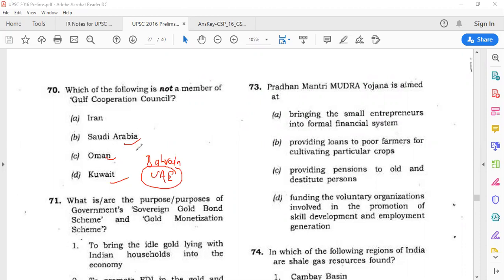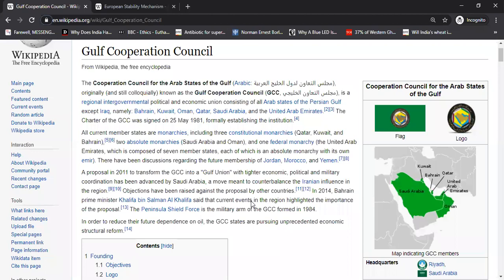6 countries are there. Saudi Arabia, Yemen is also there, I guess. If I'm not wrong, Iran is not a part. So what you have to understand is Iran is not a part. All the Gulf countries except Iran are part of the Gulf Cooperation Council. Saudi Arabia, Oman, Kuwait, Bahrain, UAE, Yemen. I'm not very sure about Yemen. Let's see whether Yemen is a part of it or not. No, Yemen is not a part of it.